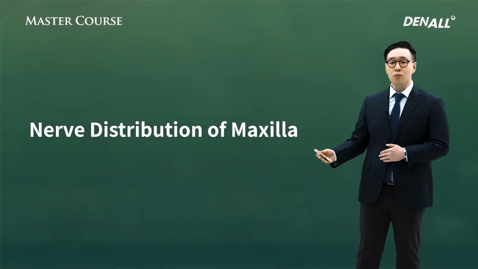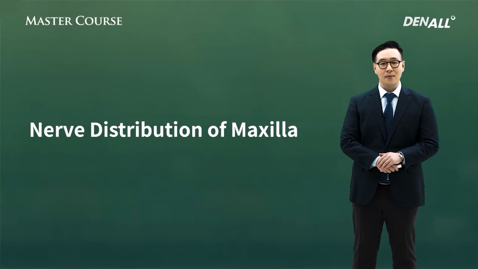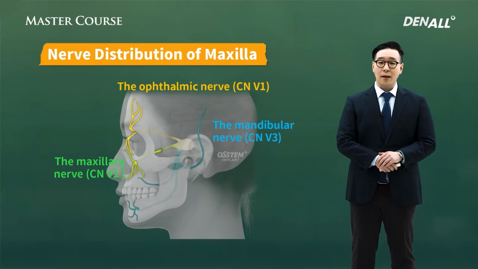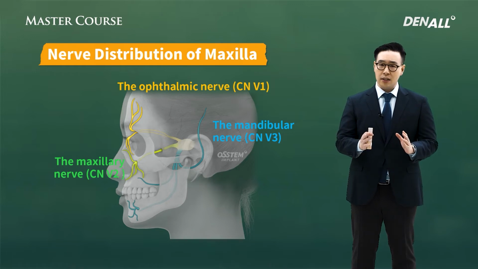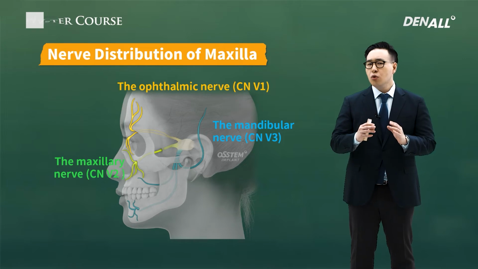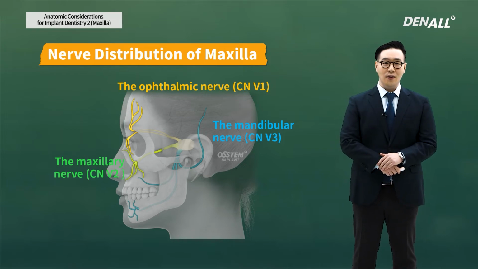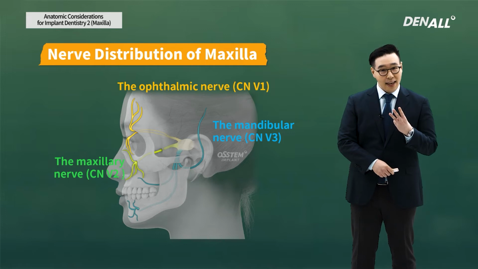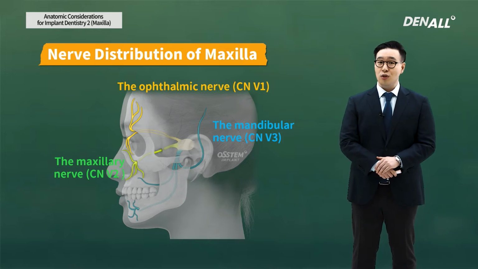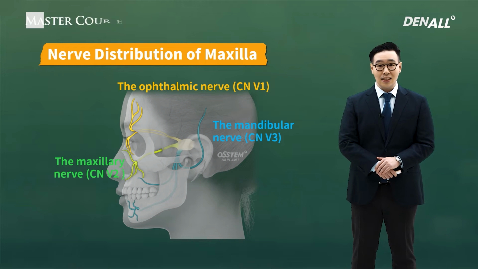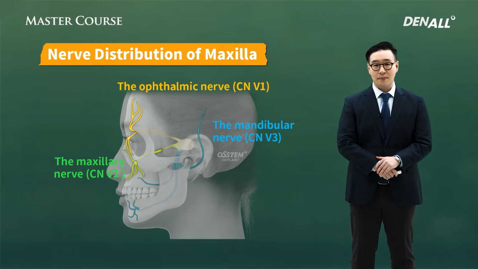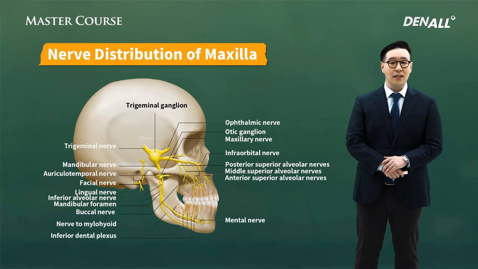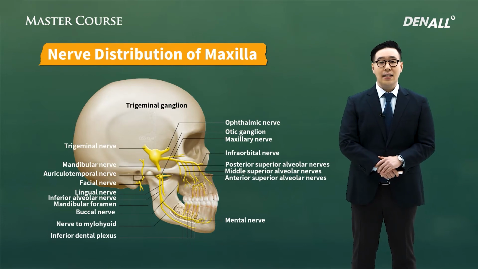Thirdly, let's look at the nerve distribution of the maxilla. The fifth cranial nerve, which is the trigeminal nerve, is one of the biggest nerves in the brain, composed of mostly sensory nerves and some motor components. It is divided into three branches, and the second branch, the maxillary nerve, is on the maxilla side. This maxillary nerve is related to the sensory nerves of the maxilla, nasal cavity, sinus, and palatal sides.